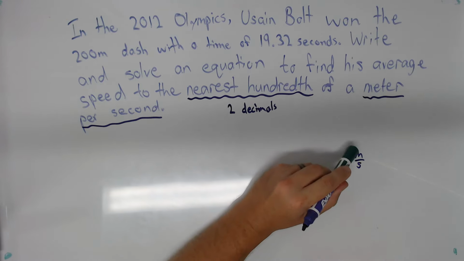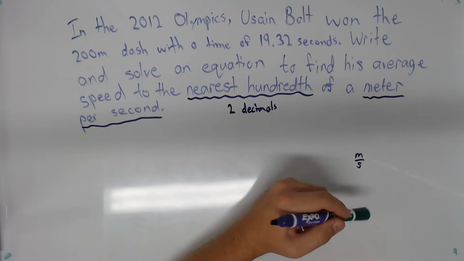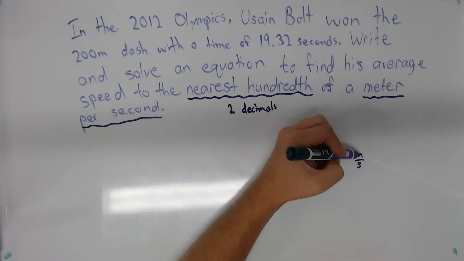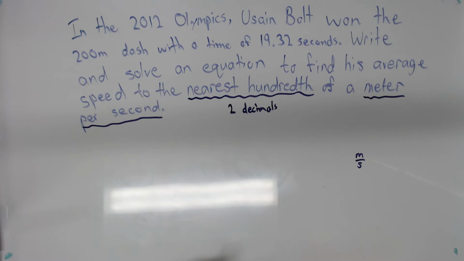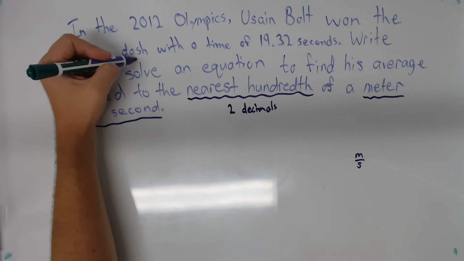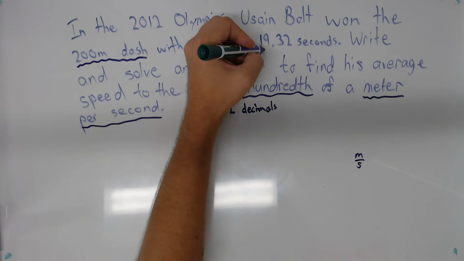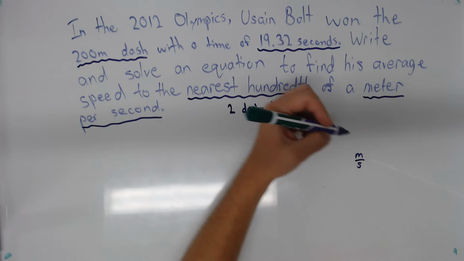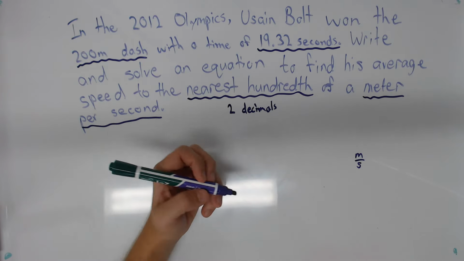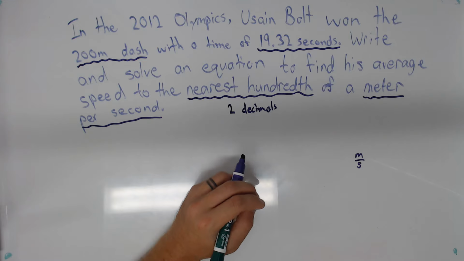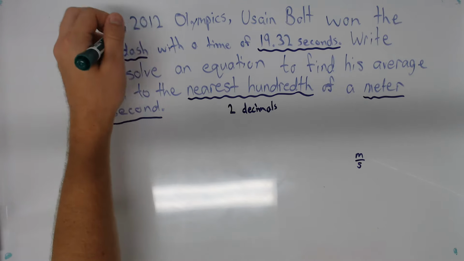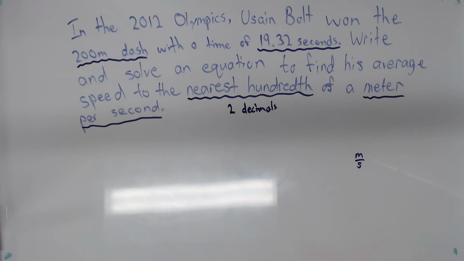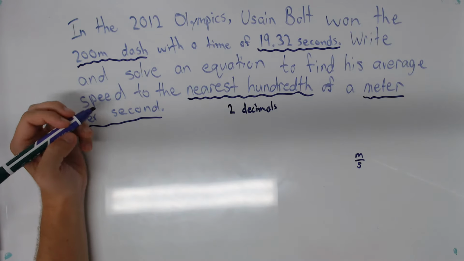What's kind of neat about these units is it really guides what we do with the numbers we have. We need something with meters in it, and something with seconds in it. Well, we have the 200-meter dash, and we have 19.32 seconds. Since it's meters over seconds, I need meters on top and seconds on the bottom. The year 2012, that number doesn't do anything for us.